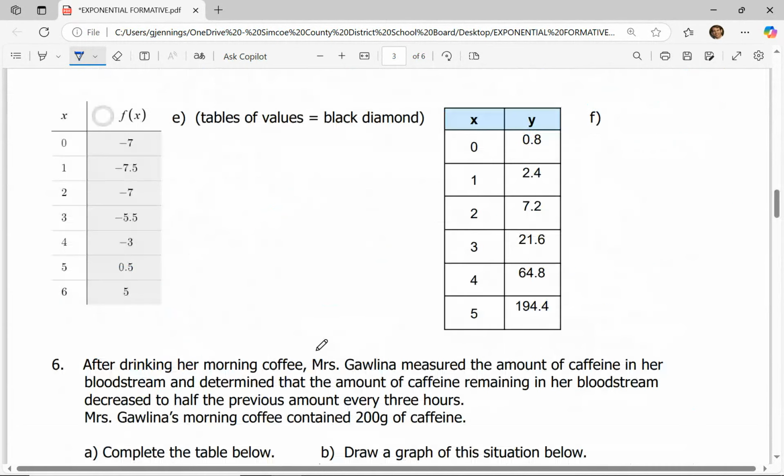Okay, if you can look at a table of values and tell me what type of function it is, that's a black diamond skill. Okay, here's how we do these. I analyzed the first differences here. I see this went down by 0.5. I see this went up by 0.5. I see this went up by 1.5.